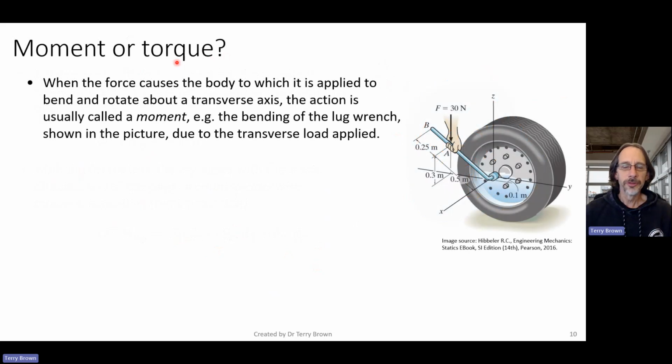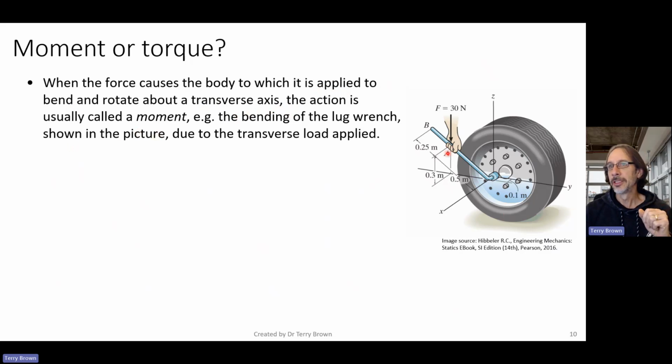I'm often asked, what's the difference between moment and torque? Essentially nothing. We calculate them in the same way, but there are some circumstances where we tend to refer to the turning effect of a force as a moment, and some where we refer to it as a torque. If the force causes the body to which it is applied to bend and rotate about a transverse axis, then it's usually called a moment.